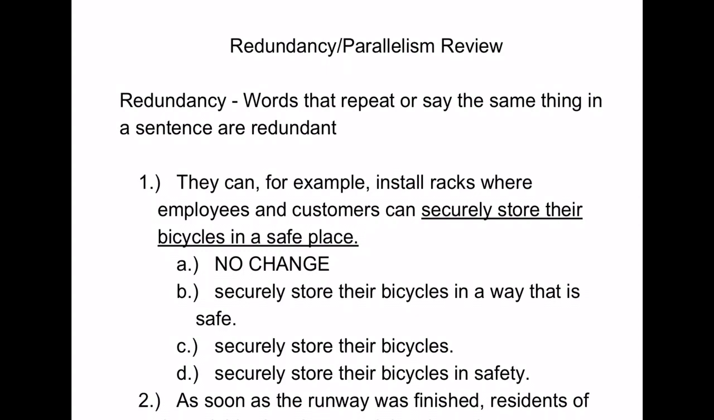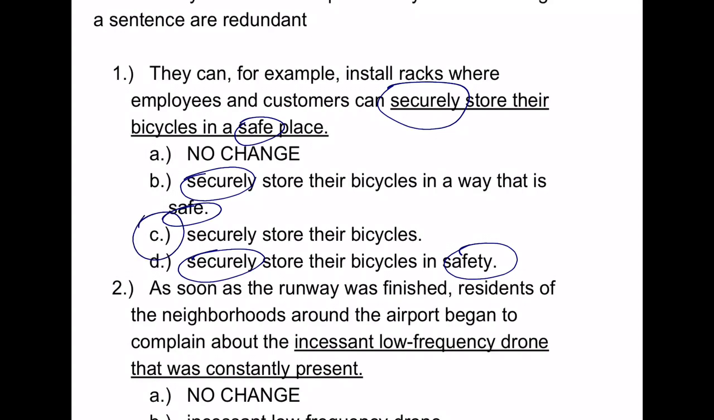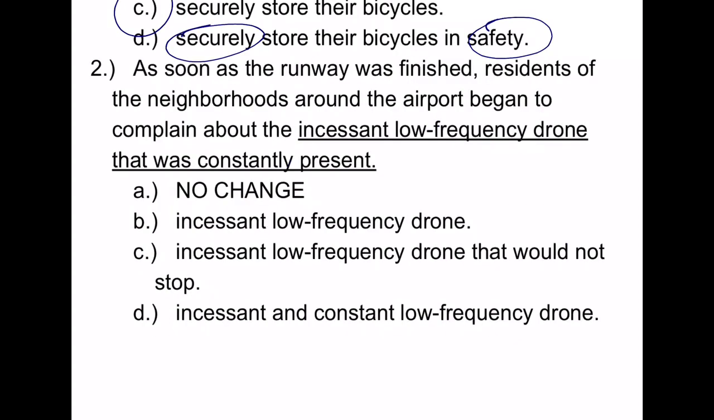So first up, redundancy. These are words that may repeat or say the same thing in a sentence. We call those redundant. So in our first example, they can, for example, install racks where employees and customers can. The words securely and safe are redundant, or indeed securely and safety. Those words say the same thing, and you don't need them twice. So C is the best answer, because it's the only one that does not do that.